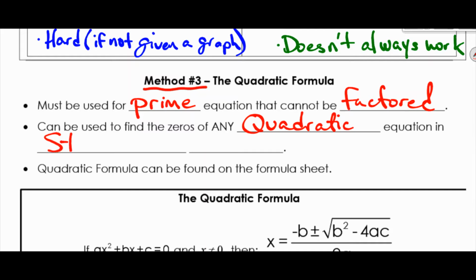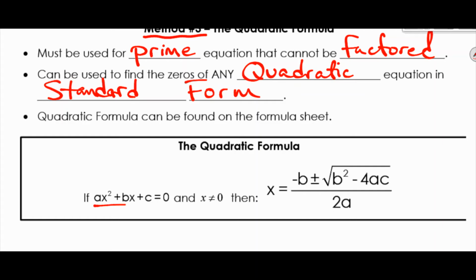It must be in standard form, which is what that is showing: ax squared plus bx plus c, where basically it's just in descending exponent order. It starts out with the x squared, and then the x, and then no x at all in that third term.